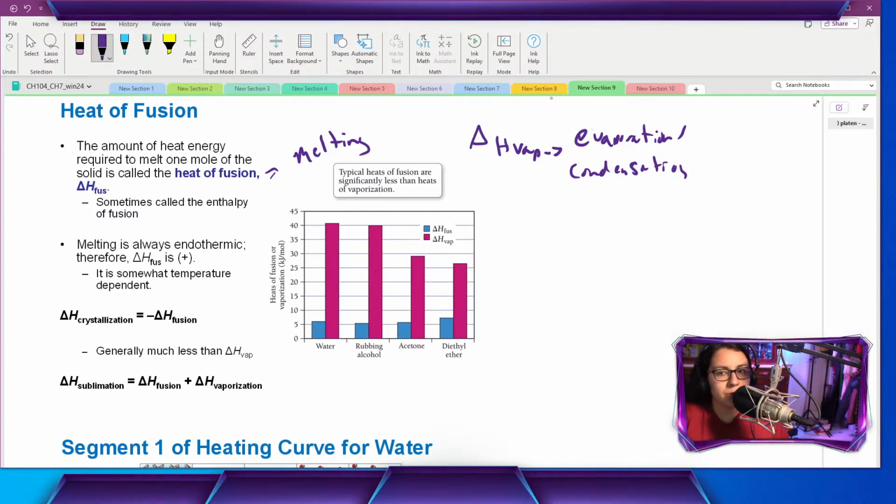And so as we look at this, we usually look at the forward direction. If we're going in the forward direction, we're adding energy. So melting is endothermic, a positive direction, adding energy. If you ever see a scenario that talks about sublimation, remember, sublimation is going from the solid to the gas phase, or vice versa. If you're not given a delta H of sublimation, you can add your heat of fusion and your heat of vaporization, and that would be equivalent.